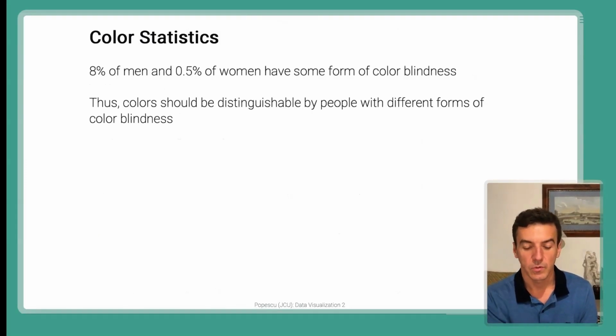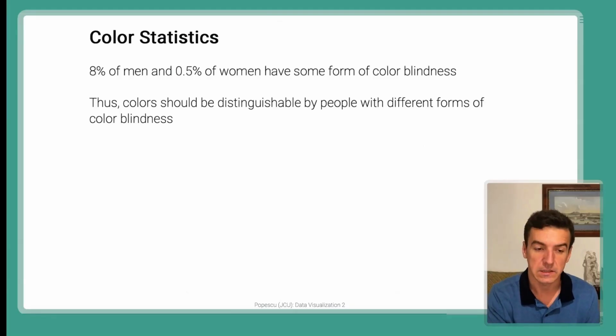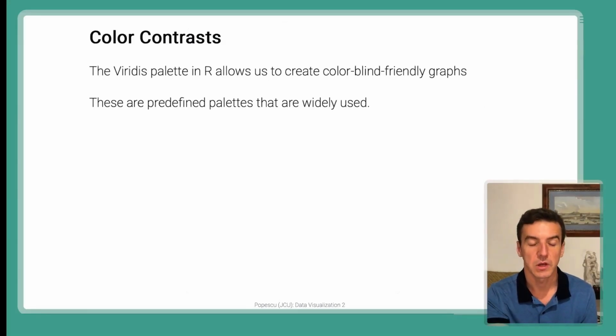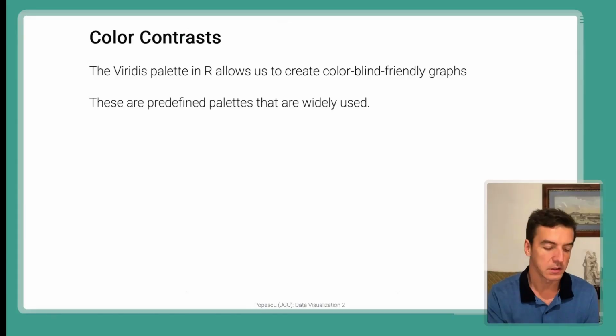So when it comes to colors, it's important to note that about 8% of men and 0.5% of women have some sort of color blindness. So this means that the typical colors that ggplot provides to us are not necessarily the most colorblind friendly colors. The response in ggplot is Viridis.